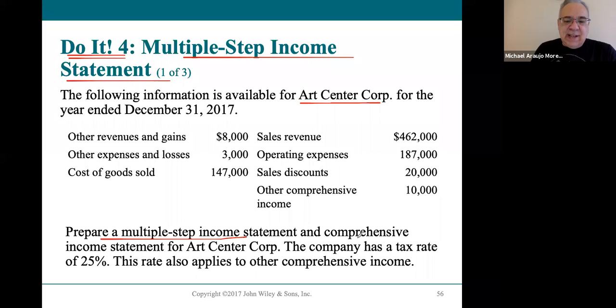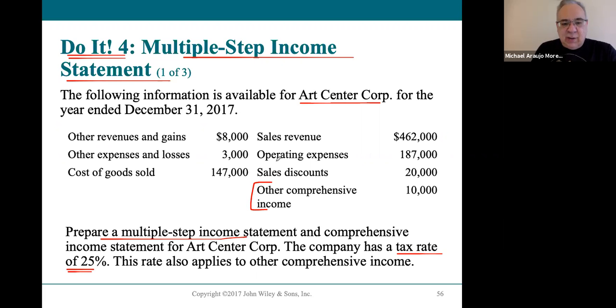In this case, they did also want you to include your comprehensive income, but that's just adding this at the end of it all. And you have to estimate the company's tax on the net income. So the tax rate on the net income would be 25%, and that would be the income tax expense at the end of it.